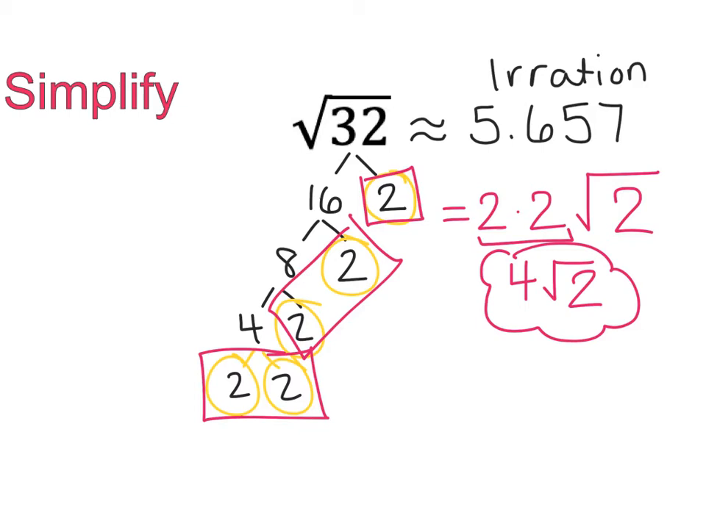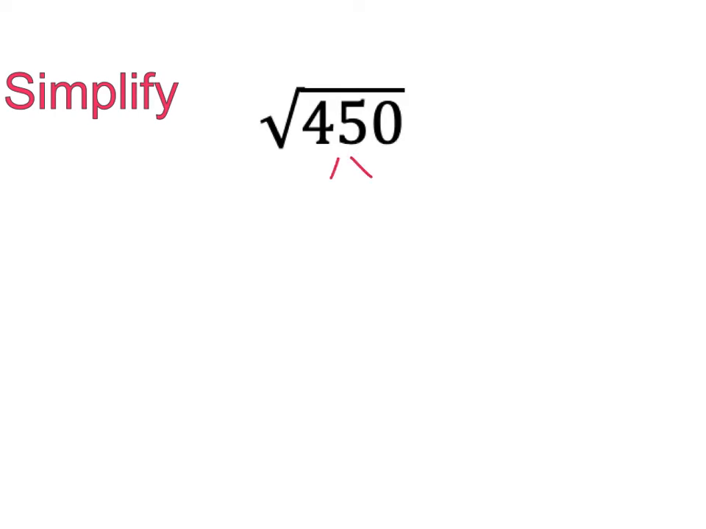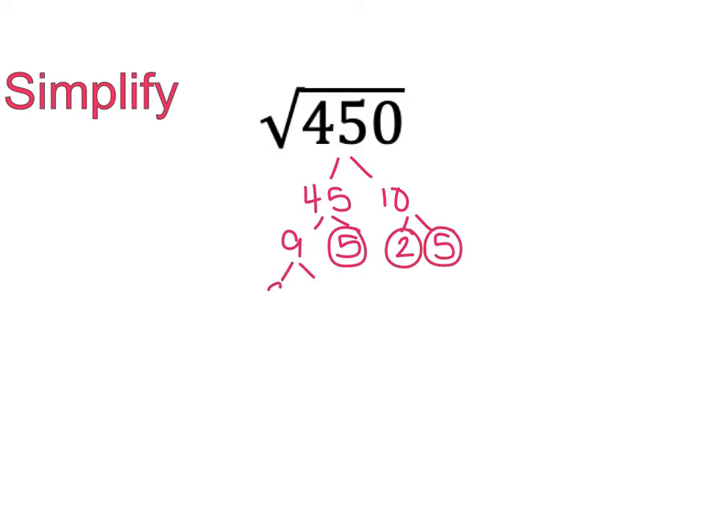Also, when I look under the radical sign at 2, the only perfect square that is a factor of 2 would be 1, so I also know that it is simplified. Practice with 450. So this breaks into 45 times 10, 9 times 5, and 5 is prime, 10 is 2 and 5, both of these are prime, and 9 breaks into 3 times 3.